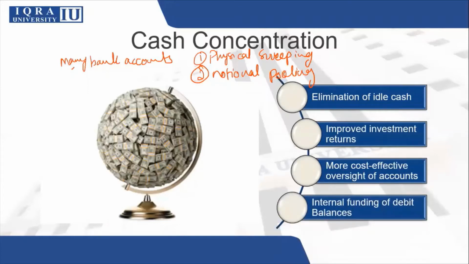Internal funding of debit balances. Usually the subsidiaries might have taken a bank overdraft, although they would not have required that bank overdraft because it could have been covered by another subsidiary's positive cash balance. So in order to avoid these unnecessary expenses, cash concentration will be very feasible. Now, let's look at an example to understand this even more.